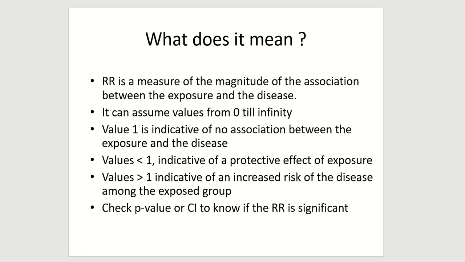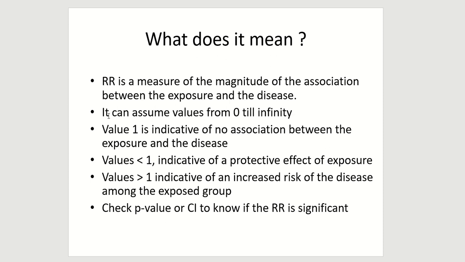Now, when the relative risk is greater than 1, there is a positive association. That means the more exposed you are, the more outcome you get. When the relative risk is less than 1, we talk about a negative relationship, and that means the more you are exposed, the less you get the outcome.